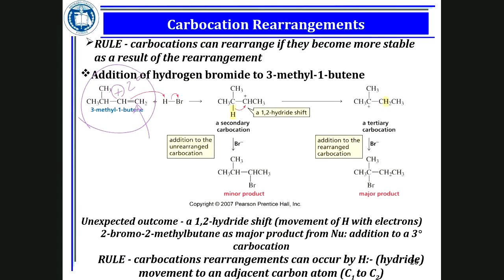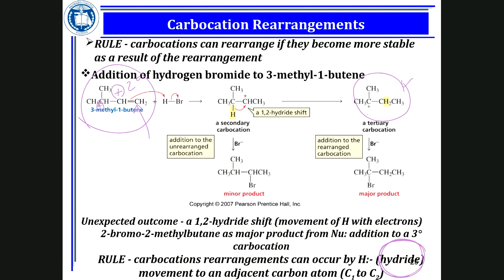Which one is easier to move? Should the hydrogen move or should the methyl move? Hydrogen is lighter than methyl, so hydrogen is going to bring the pair of electrons. That's why it's called a hydride. So when we say hydride, that means hydrogen is moving with the pair of electrons. As a result, the other carbon will be positive. The carbon that is losing the hydride is going to be positive. So we get a rearranged carbocation that is tertiary and more stable.